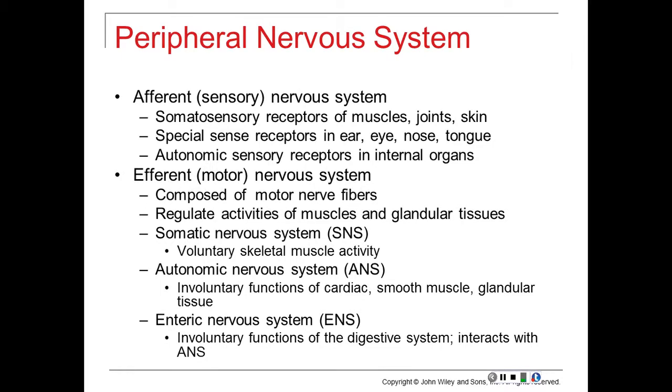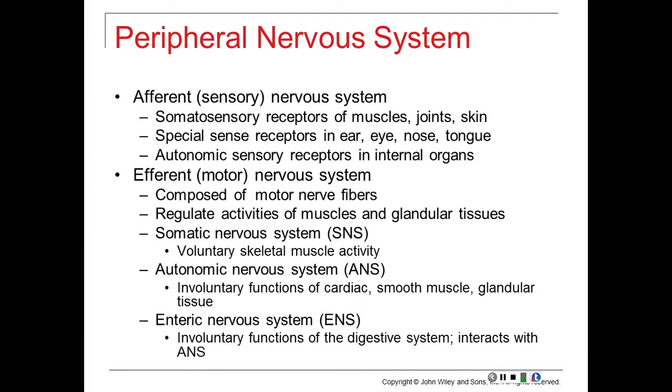Our special sense receptors include the receptors within our eye, ear, nose, and tongue for our vision, our hearing, our sense of smell, and our sense of taste. Autonomic sensory receptors are also within our internal organs, and they're going to communicate with the central nervous system things like whether or not your stomach is empty, your stomach is full, or you need to go to the bathroom.